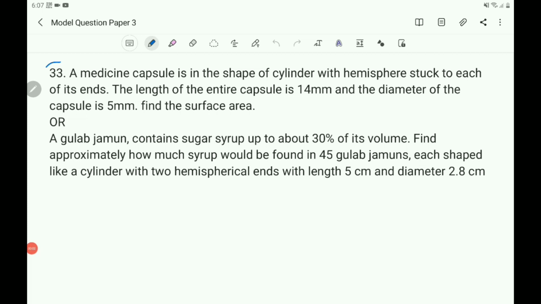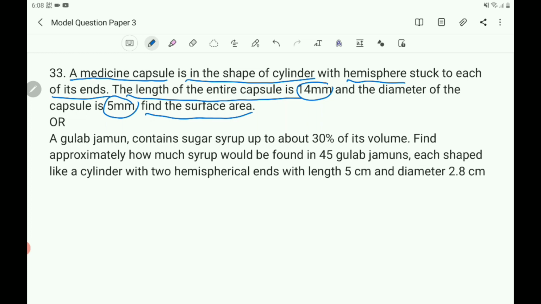Now let us take question number 33. That is the last 3 marks question. Read that question. A medicine capsule is in the shape of a cylinder with a hemisphere stuck to each of its ends. The length of the entire capsule is 14 millimeters and the diameter of the capsule is 5 millimeters. Find the surface area. It is also a choice question. You can answer any one of the questions which is easy for you. Now what is that second question?